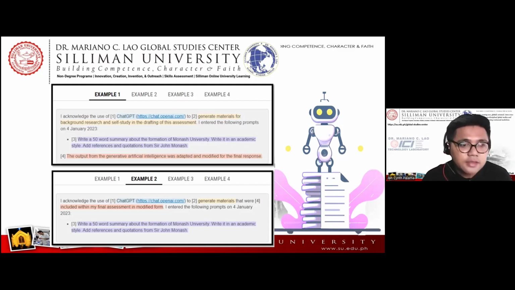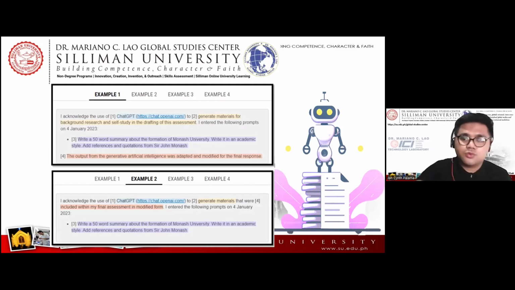Okay, aside from that, example number two, this is how you will declare AI generated content in research. I acknowledge the use of ChatGPT again to generate materials that were, what did you generate? For example, within your final assessment, and then what are the prompts that you entered? Okay, and then you mention it. Don't forget the date, for example, and then the prompts.